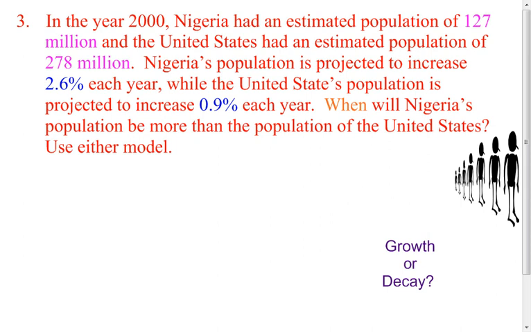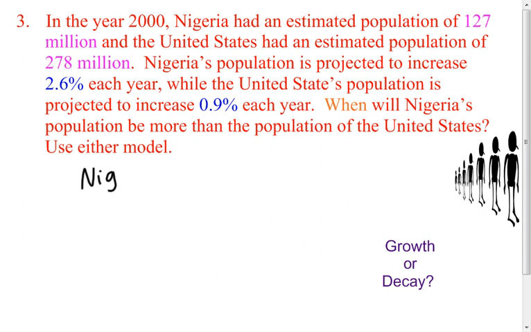All right, this one's a tricky one, so bear with me when we do this one. We'll get it, but it will be a little bit tricky. So in the year 2000, Nigeria had an estimated population of 127 million. The United States had a population of 278 million. Nigeria's population will grow 2.6% each year, and the United States' will grow 0.9% each year. The question is, when will Nigeria's population be more than that of the United States?